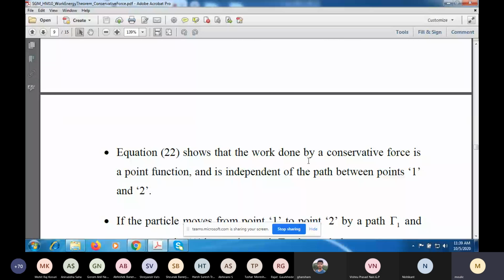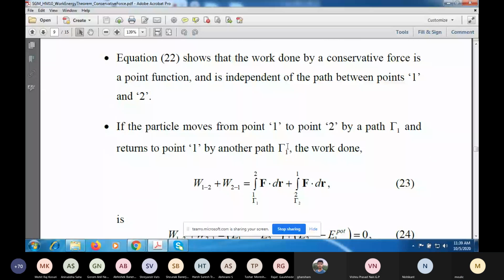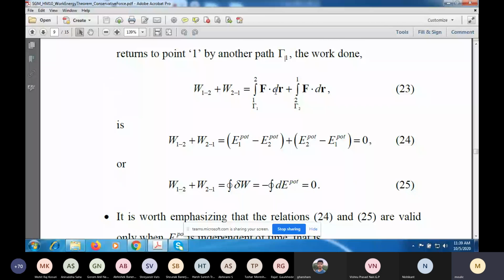And if you go from 1 to 2 by path gamma 1 and return by another path, this should be gamma 2, sorry. Then the work done will be W12 plus W21. So this I have written as integral from 1 to 2 via gamma 1. And this is integral from 2 to 1 via gamma 2. Okay. Now the first term will be E1 minus E2. And the second term will be E2 minus E1. So you see this is 0.